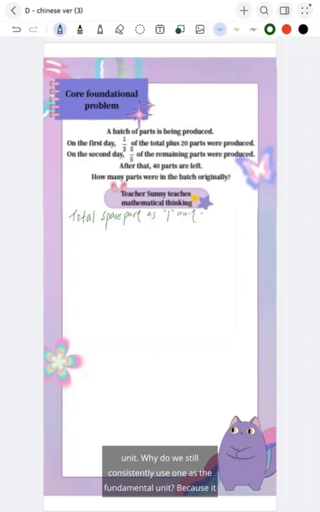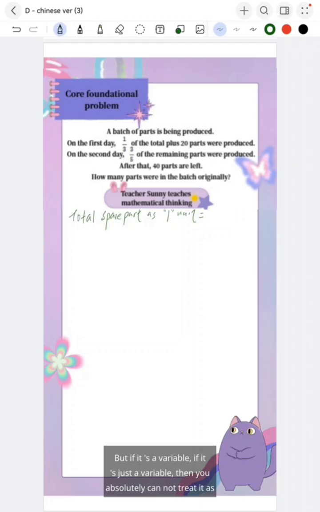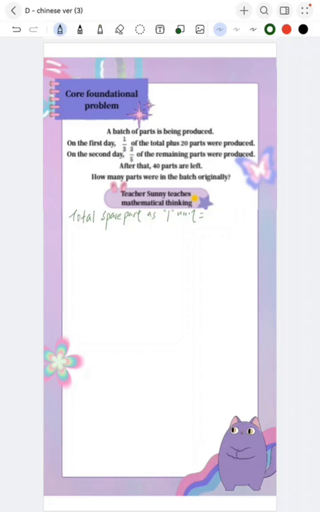Why do we still use one as the fundamental unit? Because it's still essentially a constant. Basically, we always use the constant as the primary unit. But if it's a variable, then you absolutely cannot treat it as a fundamental unit of 1. Because the unit 1 is a crucial reference value, a significant benchmark. And you simply cannot edit this important benchmark at will. All subsequent changes in the constants will be compared against this established reference value.